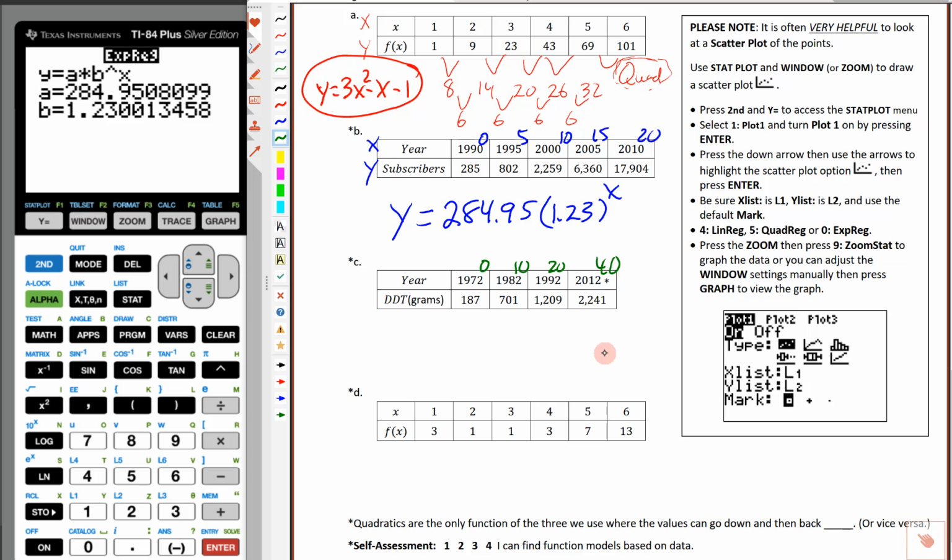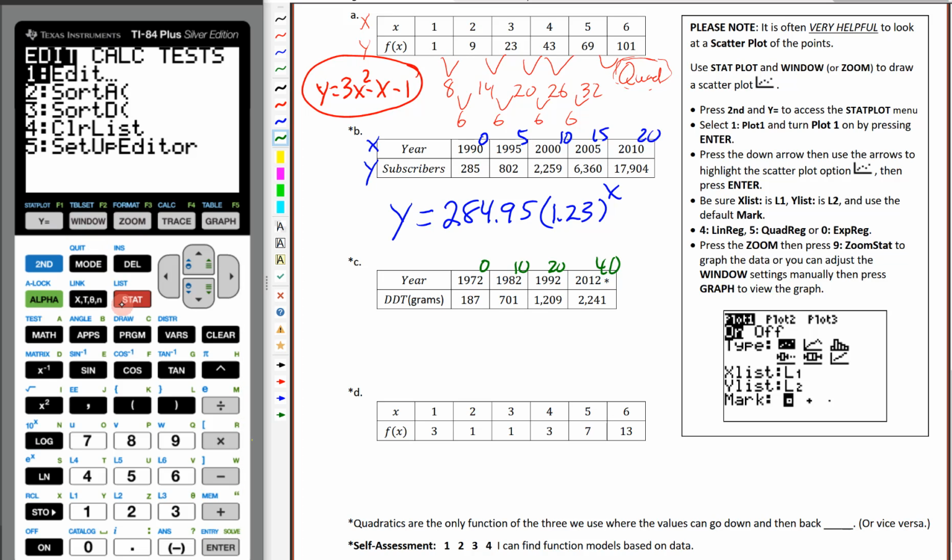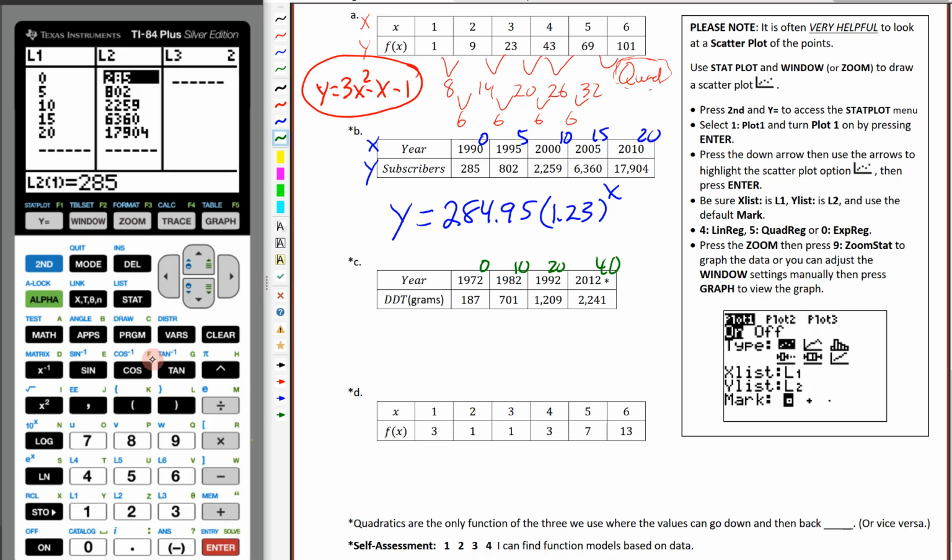So we're going to come back here, and we're going to say, all right, I want you to graph this data for me. So I'm going to hit Stat and Edit. Again, we're going to clear this out. So we're going to hit Clear and Enter, Clear and Enter. And then I'm going to type in a 0, a 10, a 20, and a 40.